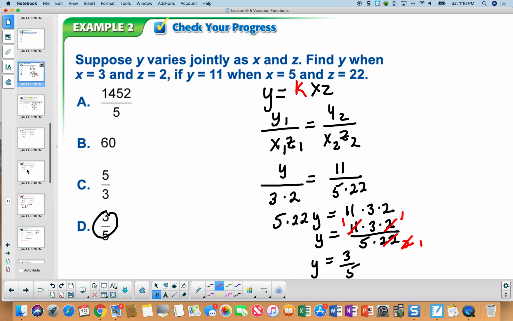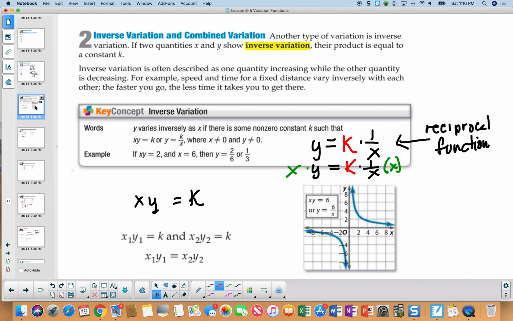And here's the answer. The next kind of variation I want to talk about is an inverse variation. And in this variation, the product is equal to a constant k. It's described when one quantity is increasing, the other quantity is decreasing. And so that's why we call it inverse. They're not both increasing. One is increasing, the other is not. We call this varying inversely with each other.